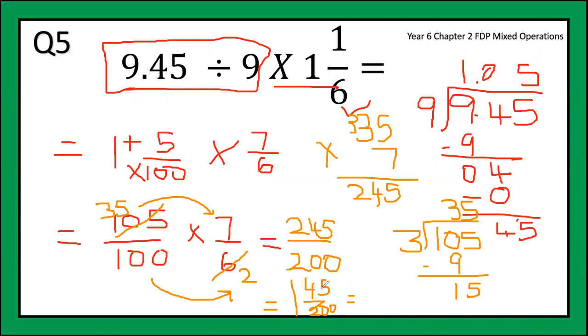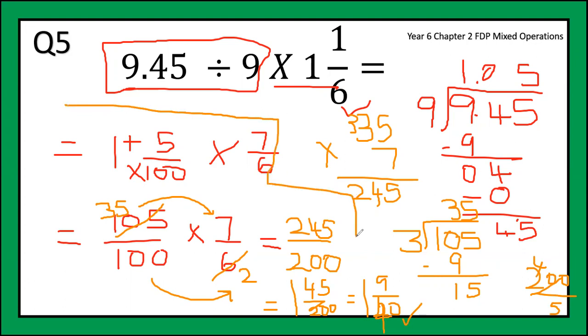Then divide this by 5. So 45 divided by 5 is 9. 200 divided by 5, sorry, it's not 20. This is 4, this is 40. And that's your answer, 9 over 40. This is your method. All this part is your method. This is your calculations on what's on the right.